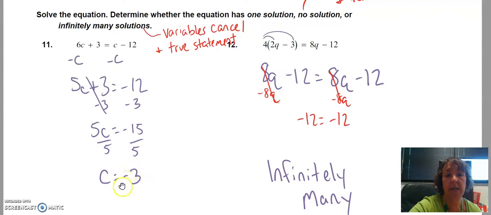Be careful with your negatives. Again, plug this in up here. If both sides are equal, you did it right. If they're not, you didn't. Fix it.